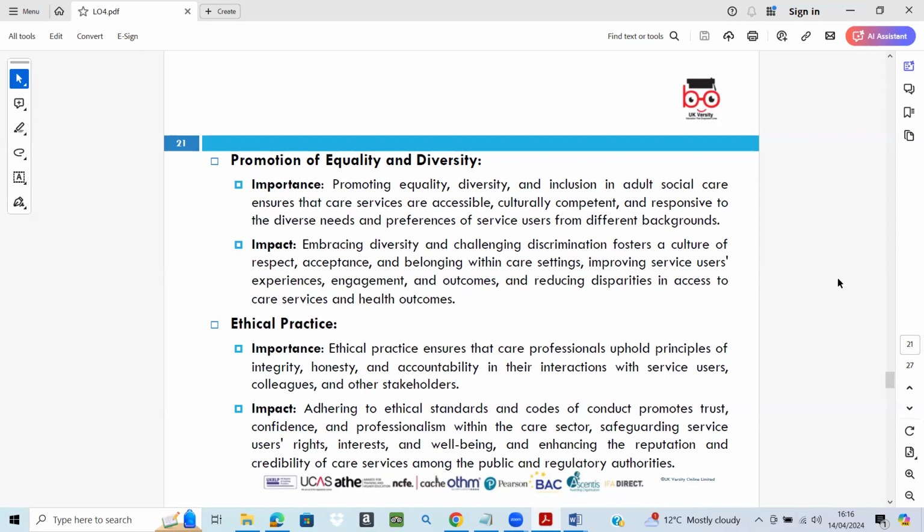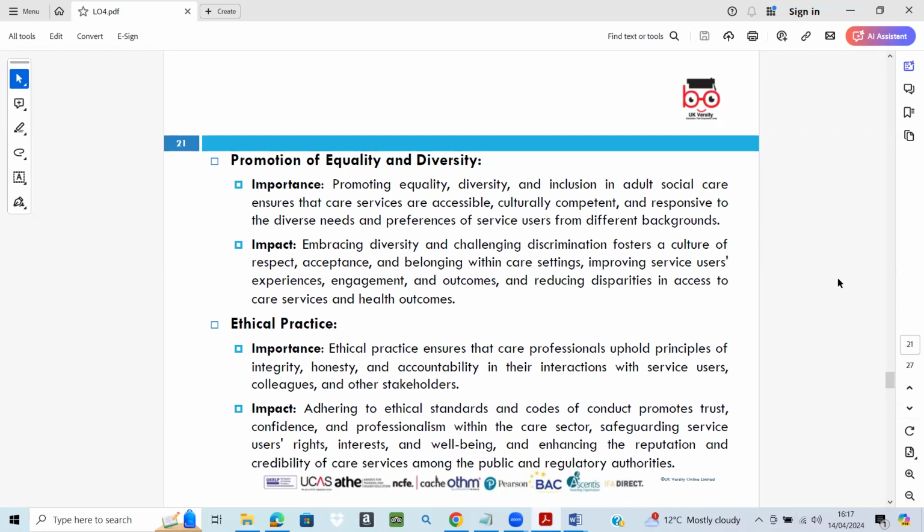Then, the impact of these principles. So, when we follow diversity and actively combat discrimination, it fosters a culture of respect, acceptance, and belonging. This not only improves the experiences and engagement of service users, but also leads to better outcomes by reducing disparities in access to care and health results. It makes the care setting a more inclusive and supportive environment for everyone.